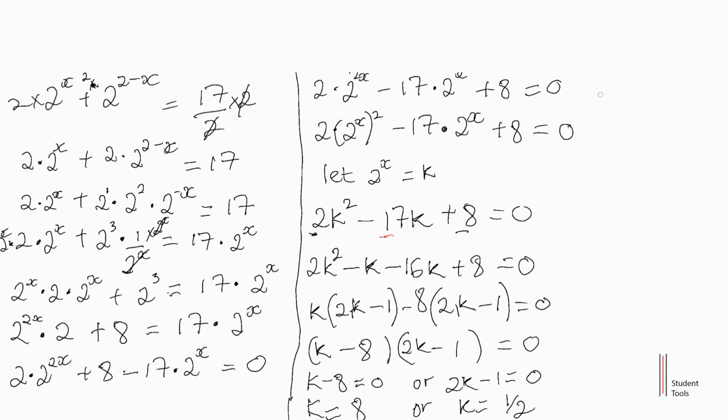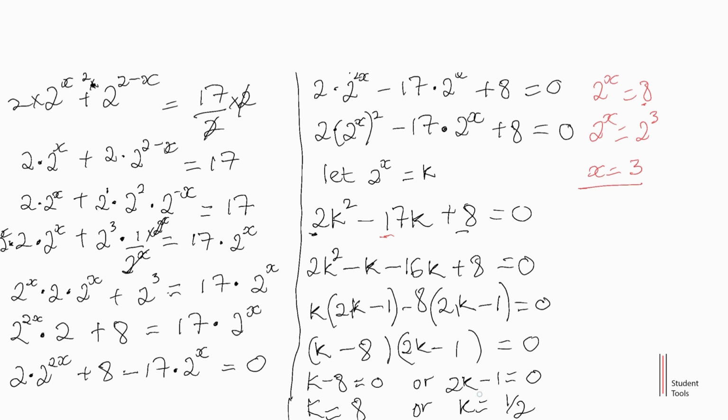So that means when k is equal to 8, that means 2 to the power x is also equal to 8. So what is the value of x? How do we solve this? Let us make this 8 to the base 2. So 2 to the power x is equal to 2 to the power 3, which means x is equal to 3. This is our first answer.